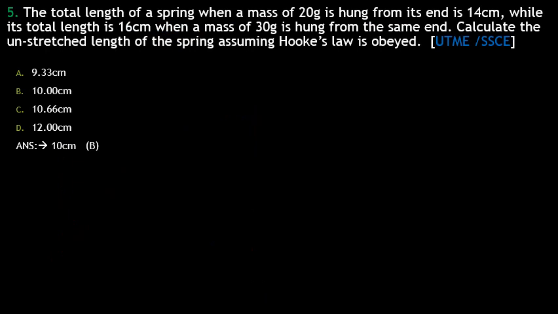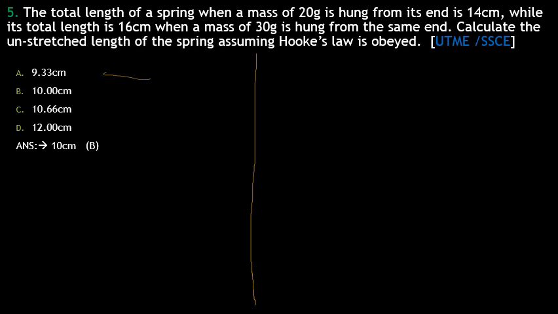The total length of a spring when a mass of 20 gram is hung from its end is 14 cm, while its total length is 16 cm when a mass of 30 gram is hung from the same end. Calculate the unstretched length of the spring, assuming Hooke's law is obeyed.